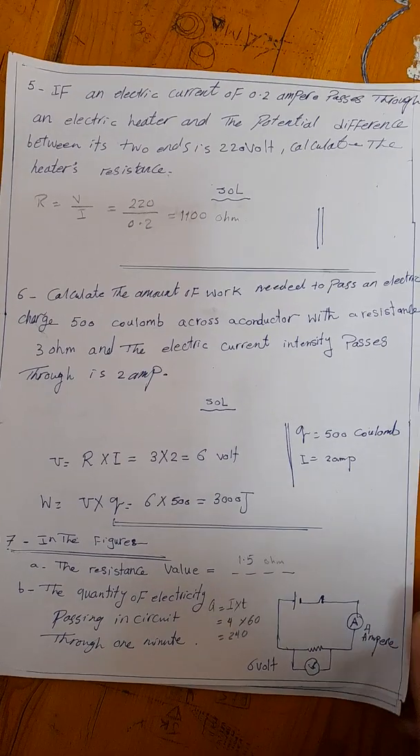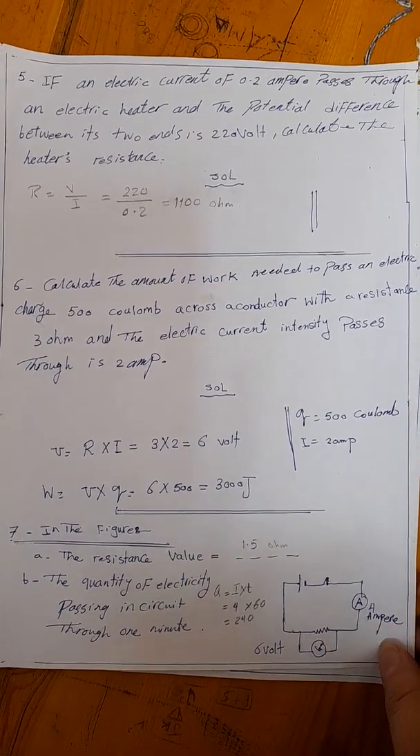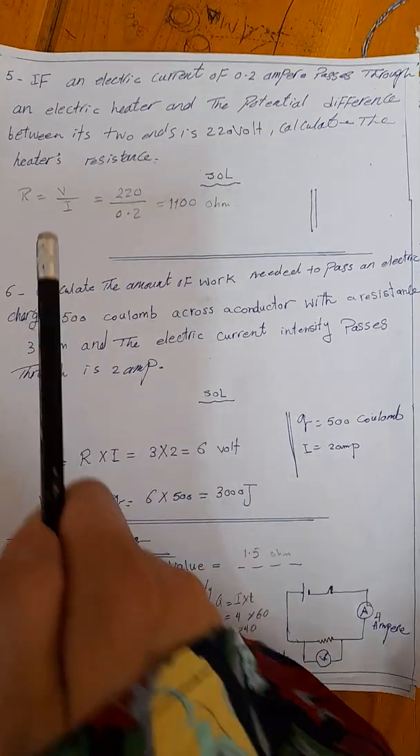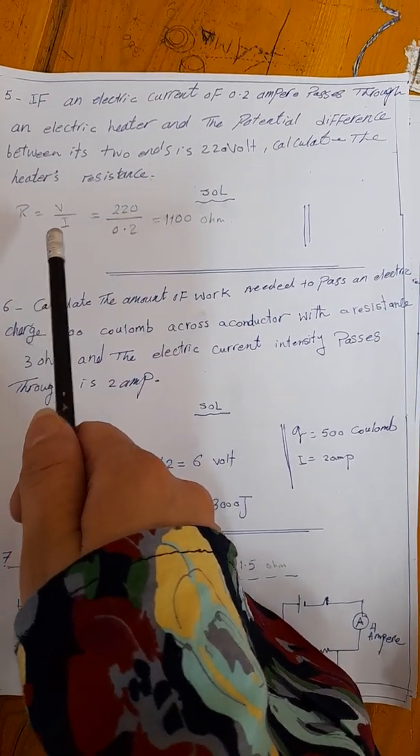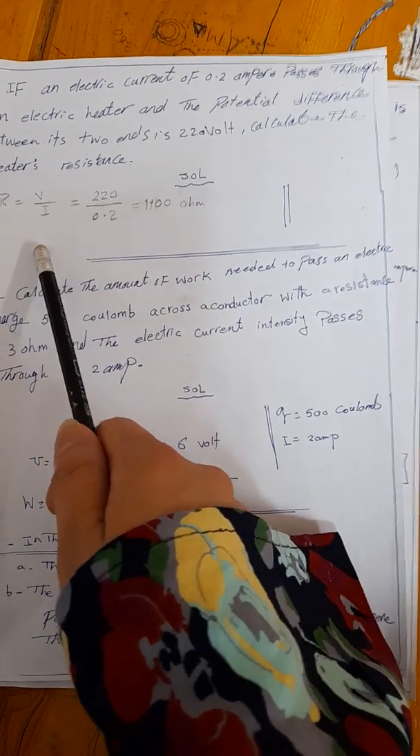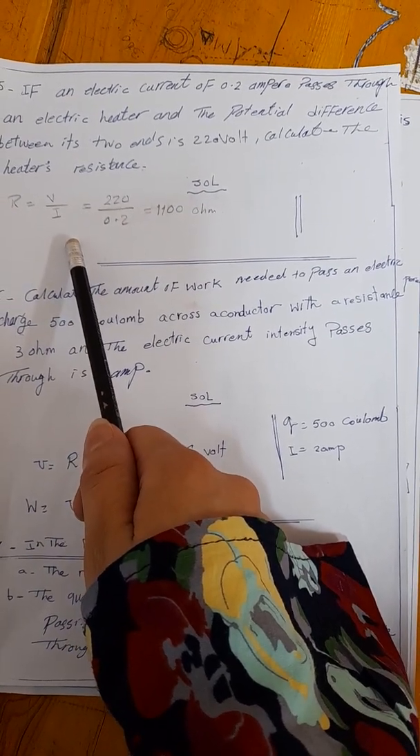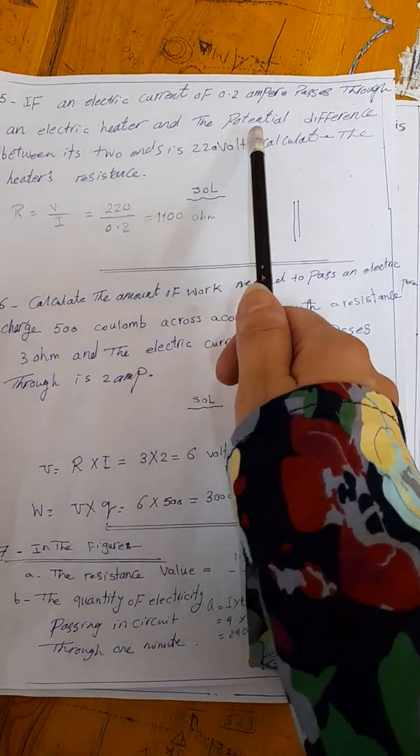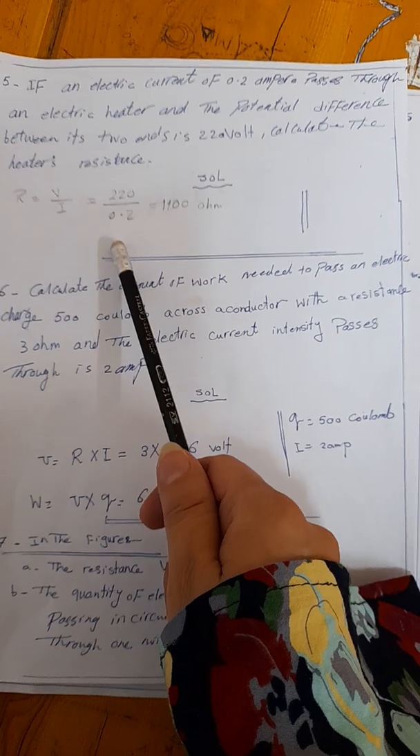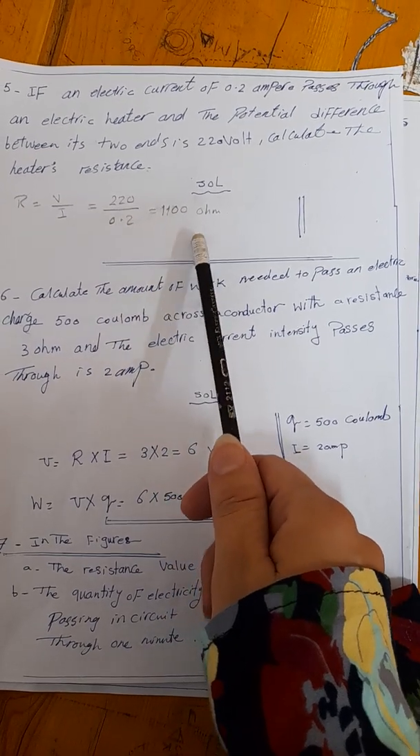As we know from Ohm's law, resistance R equals V over I. V is the potential difference, which is 220 volt. I is the electric current intensity, which is 0.2 ampere. So R equals 220 over 0.2 equals 1100 ohm.